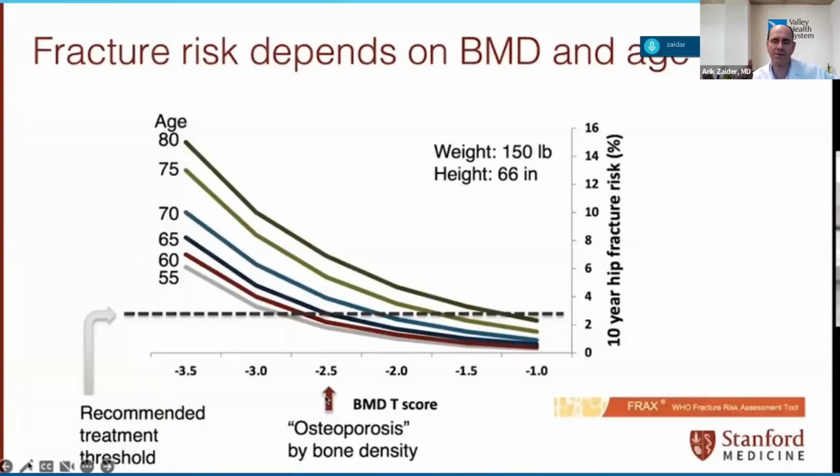Now let's take that, let's flip it on its side and look at the other side. Let's look at the 55-year-old. That's the bottom graph. That's the gray line here, the 55-year-old. Well, at what point does the 55-year-old cross the dotted line and start having a risk of fracture? So you see that's at around -3. So at -2.5, which is what we usually say is osteoporosis, the 55-year-old is not really at such high risk for osteoporosis. But once the 55-year-old gets a T-score of -3, then the risk goes up.